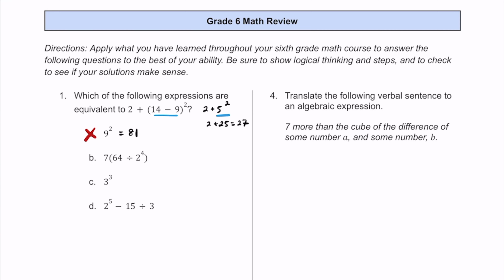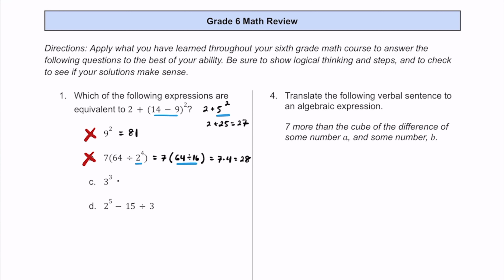If we take a look at B, we would have to use the order of operations and look inside the parentheses and use that power first, or 2 to the 4th power. That's 2 times 2 times 2 times 2, which equals 16, right? So that's going to be 7 multiplied by this 64 divided by 16. Now, before we do the multiplication, we should do the division that's inside here. 64 divided by 16, that's equal to 4. So we have 7 times 4, and that's equal to 28. So that's also not equal to what we were looking for, 27. So this one's not equivalent either.